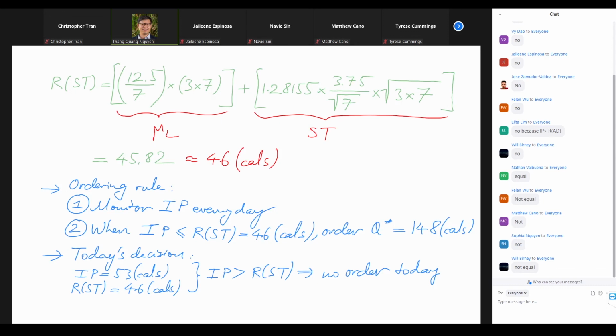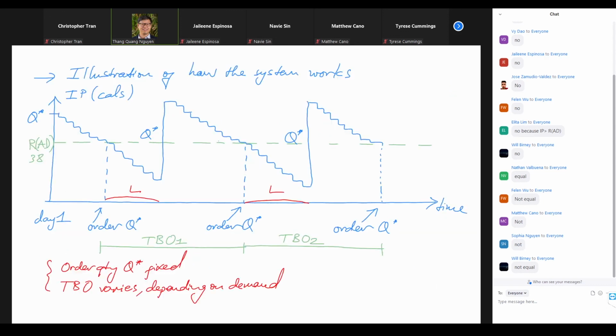By the way, in this part D, the question also asks you to draw the picture to illustrate how the system works, right? It's very similar to the picture that we drew earlier. Let me go back to the picture earlier. So earlier, we wait until the remaining stock hits that reorder point, right? Then we have 38 calculators left to sell during the lead time. But the new reorder point is 46, right? Then we sell a little bit and we hit the new reorder point earlier than before, right?